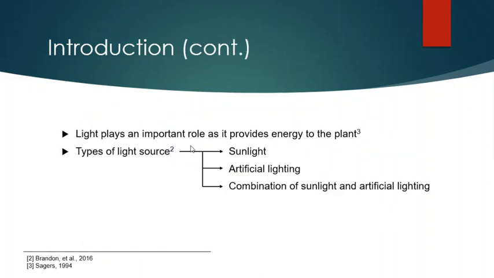Lighting plays a big role in providing energy to the growth of plants. There are three types of light sources, which are sunlight, artificial lighting, and combination of both stated. As per reference to my project title, artificial lighting is studied and will be used in the construction of mini greenhouse.